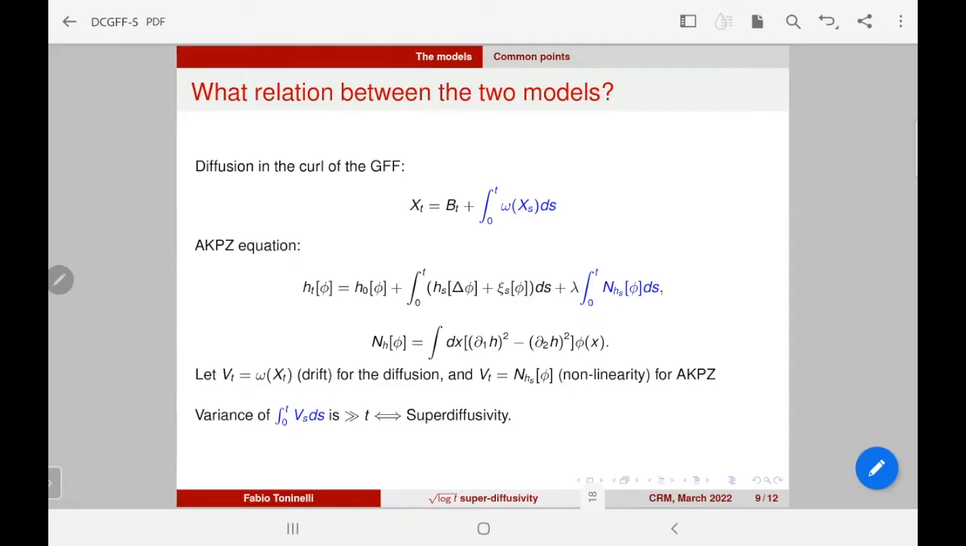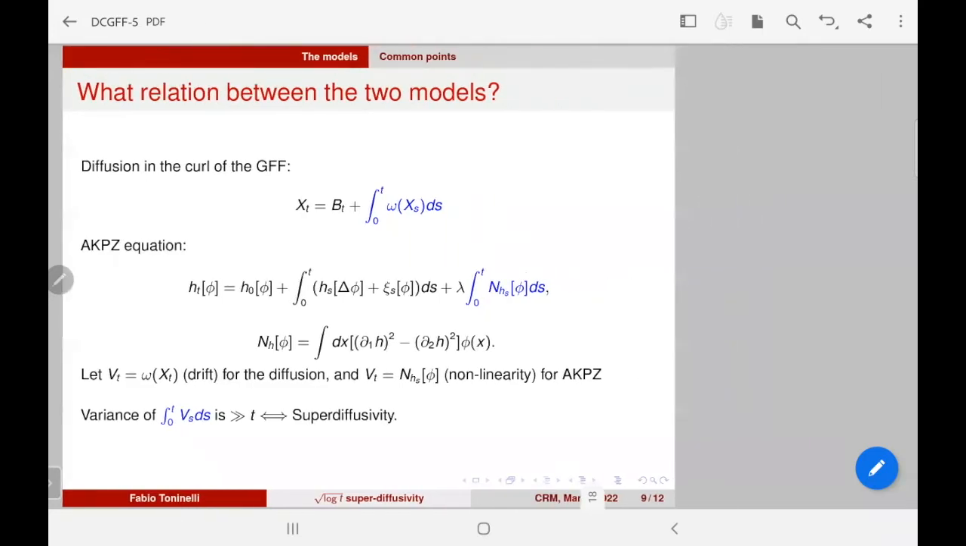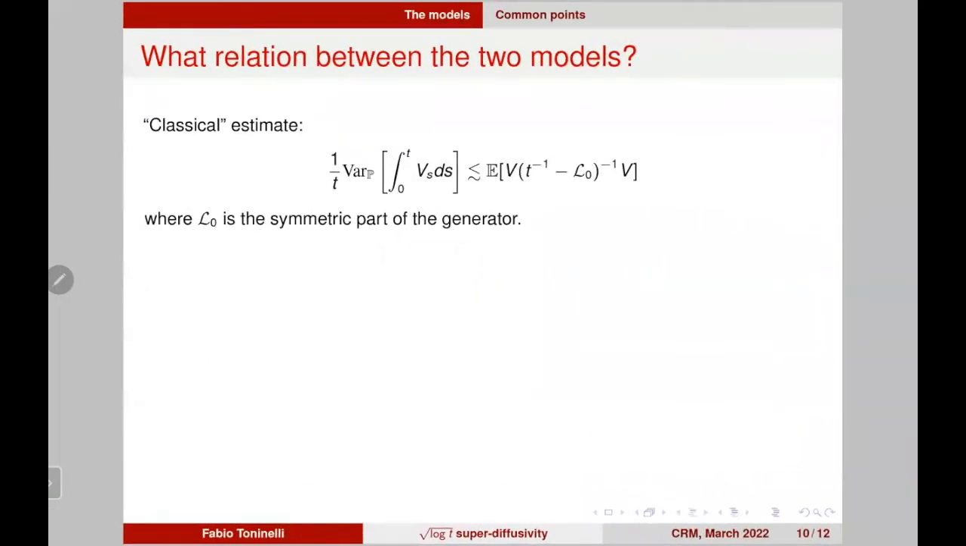So the point is to understand how big is the variance of this time integral. Now there is a classical estimate. Well, a classical, I put the quotes because the actual estimate that I have in mind is expressed in Laplace transform. But morally this is a classical estimate. If you look at the variance, with respect to the stationary process, of the integral from 0 to t of this function V_s ds and divide by t, this can be bounded by the average of V times the inverse.